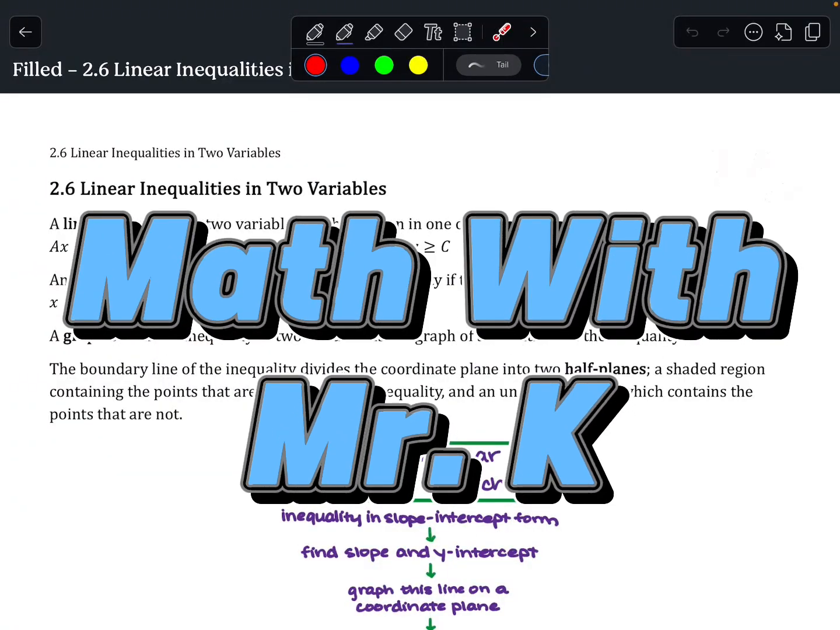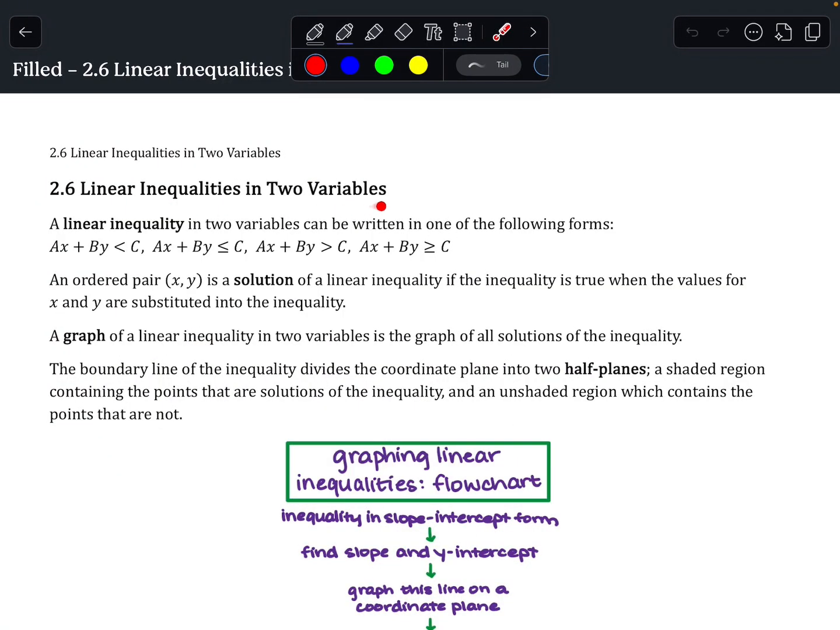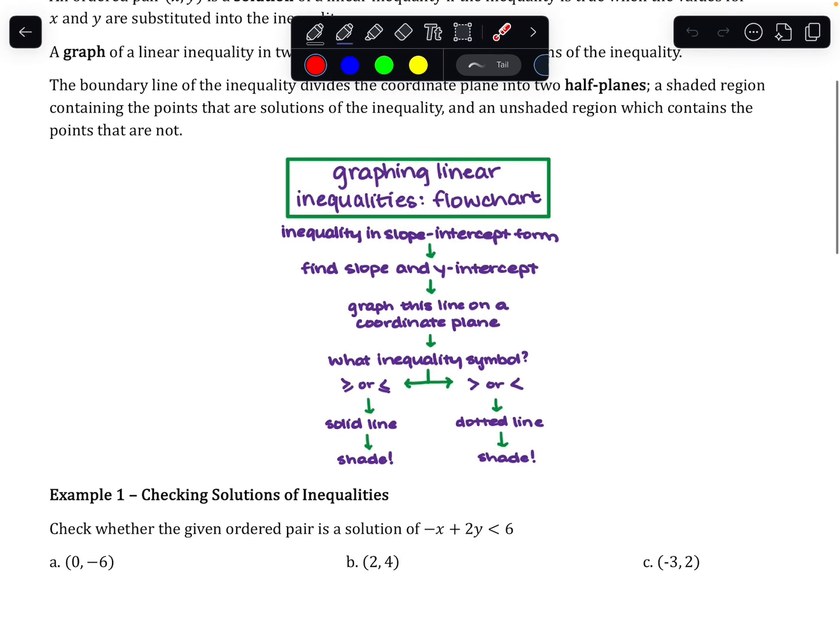In this video, we're going to talk about linear inequalities in two variables. Below are some definitions that are listed. What I want to draw your attention to is how you graph a linear inequality.